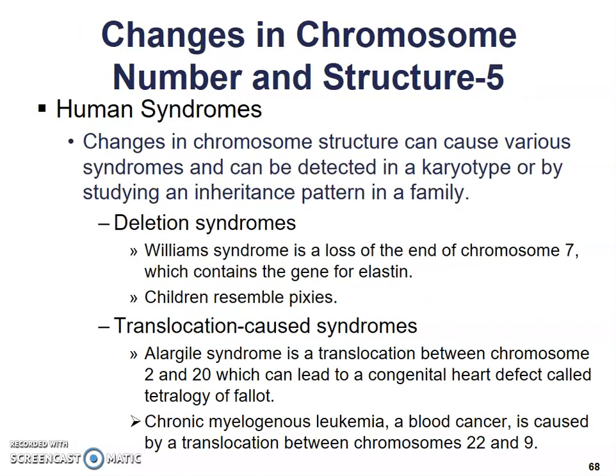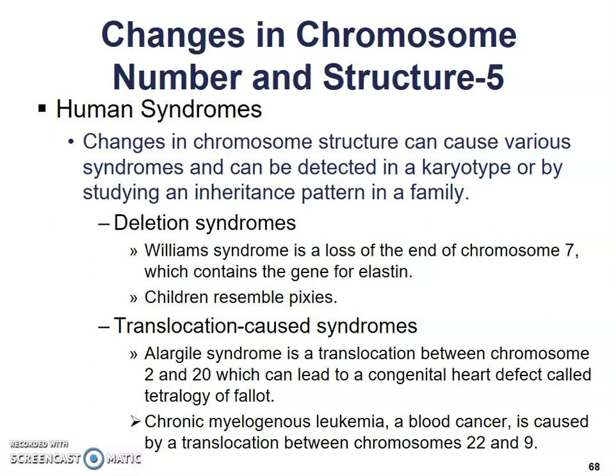Here we have human syndromes. Changes in chromosome structure can cause various syndromes and can be detected in a karyotype or by studying an inheritance pattern in a family. Deletion syndromes include Williams syndrome, which is a loss of the end of chromosome 7, which contains the gene for elastin, which makes certain proteins in your body. And the children resemble pixies.